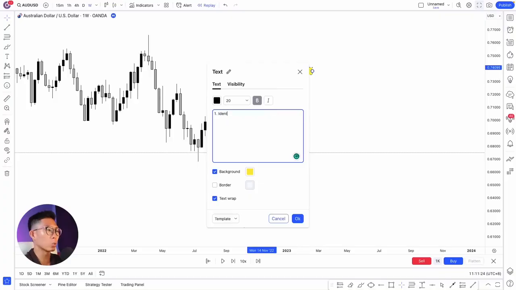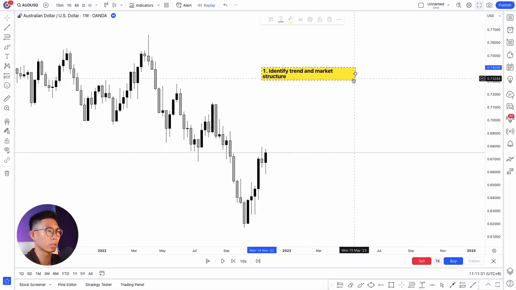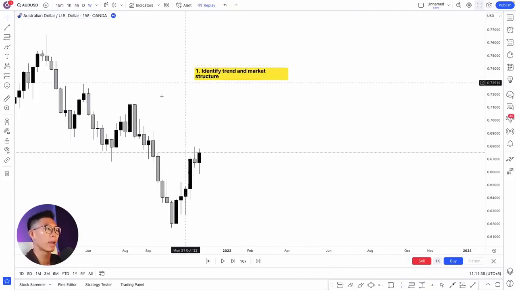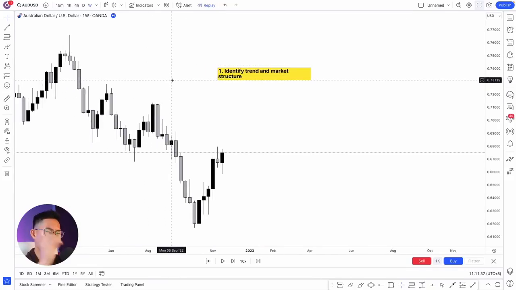Now, the first thing I want to do is to identify the trend and market structure. That should be the first and foremost, the most important step. So what I want to do is go to my weekly time frame, look at where the overall trend is, so that I can come up with a bias on whether I should enter for a buy or whether I should enter for a sell. Because you must remember, the trend is your friend. The last thing you want to do is to trade against the trend. You should always be trying to trade with the trend, right?